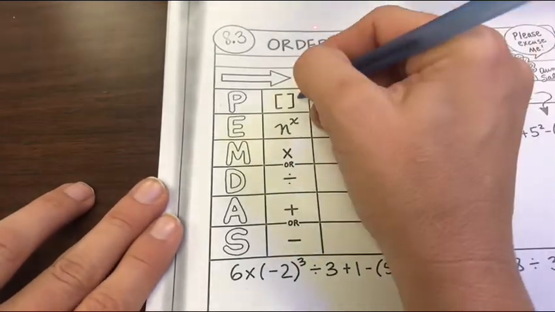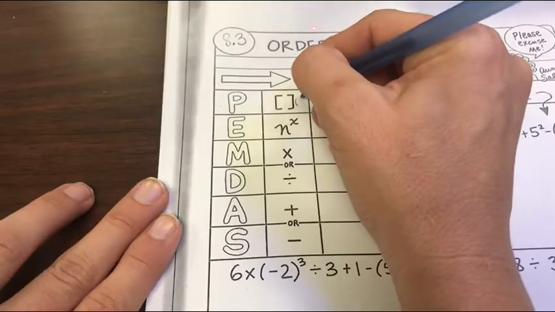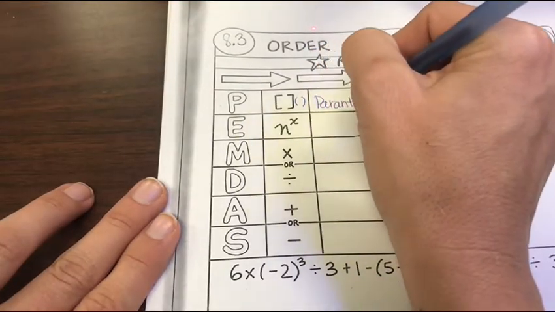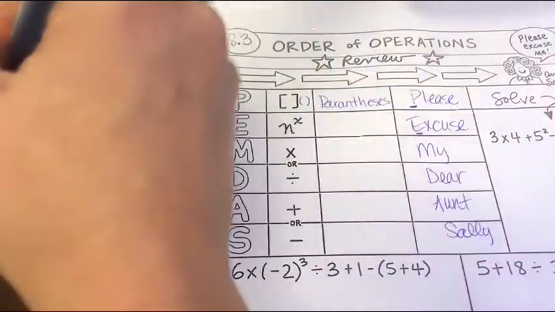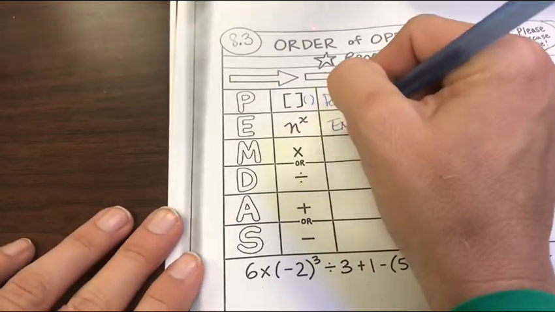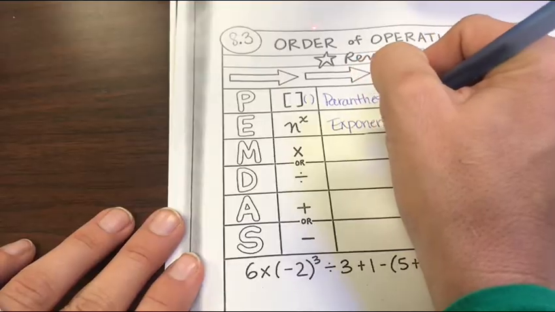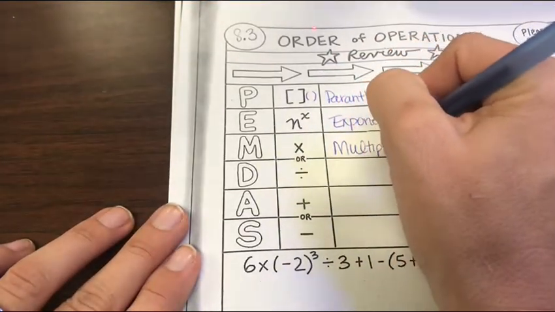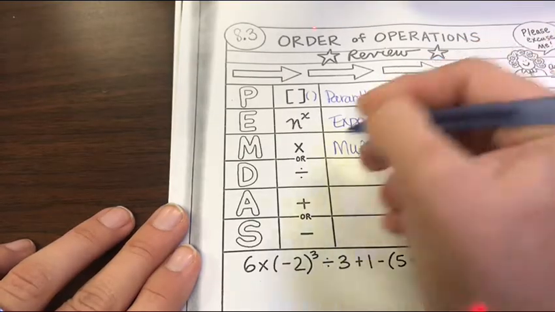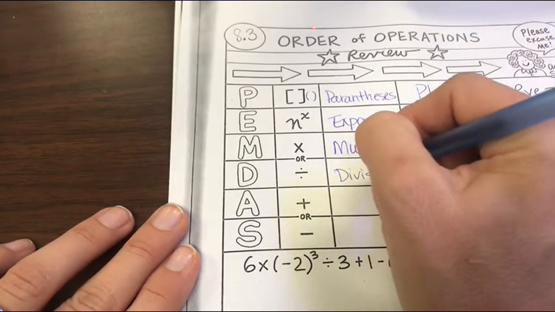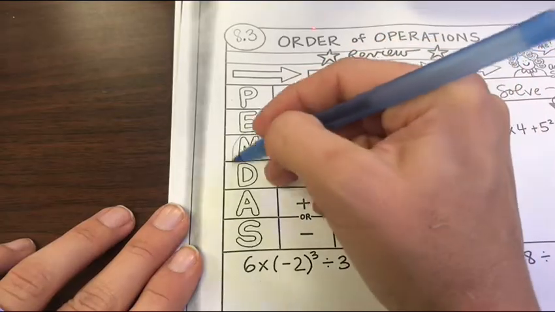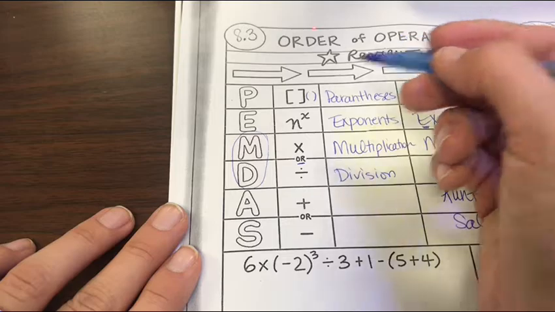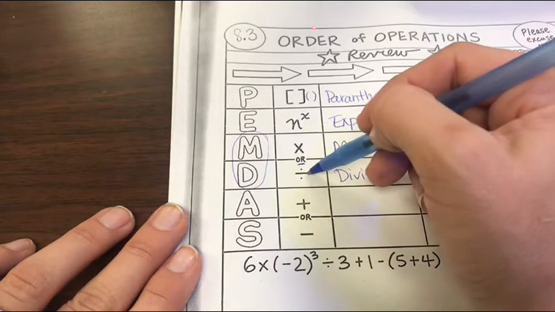So P stands for, these are actually brackets, but also parentheses, okay? So whatever is inside the parentheses, you're going to do that first. Then you have exponents, anything to a certain power with a small number. Then we have multiplication or division. Okay, so this is actually a step together. It depends on if you have both multiplication and division.